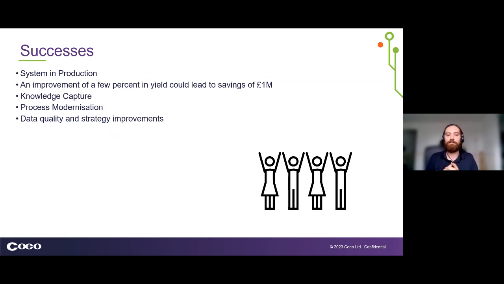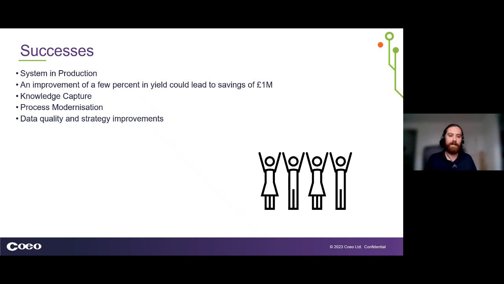So obviously we've got the headline figure, but below that, in terms of how the business functions, there's also a lot of additional benefits and additional things gained by running the project as a whole.